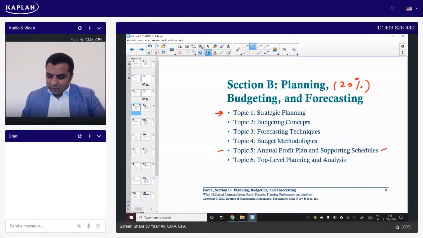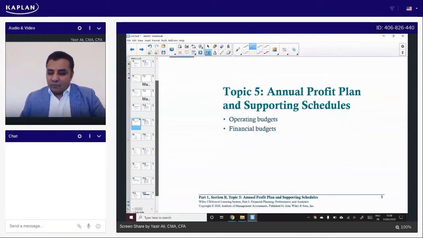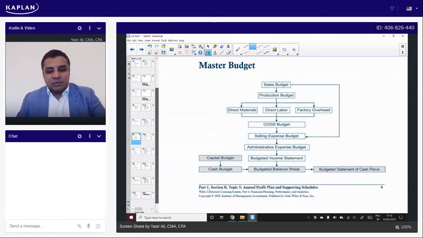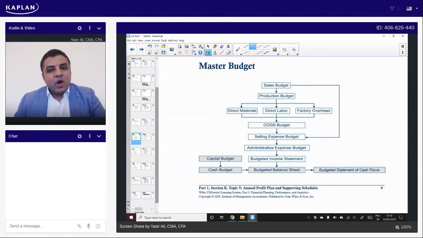So here is our topic 5, annual profit plan and supporting schedule. We will discuss two types of budgets here: operating budgets and financial budgets. Let's get started with what is dubbed as operating budgets. Here we have a big picture, and it always helps to have a big picture of how everything is connected, right? This is the overall picture of a master budget.